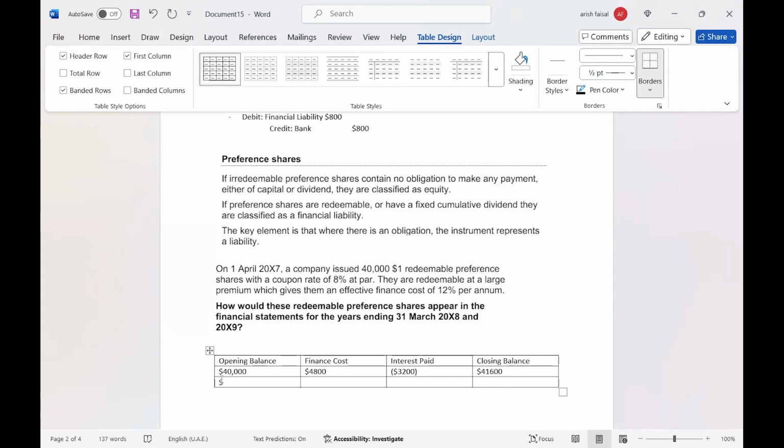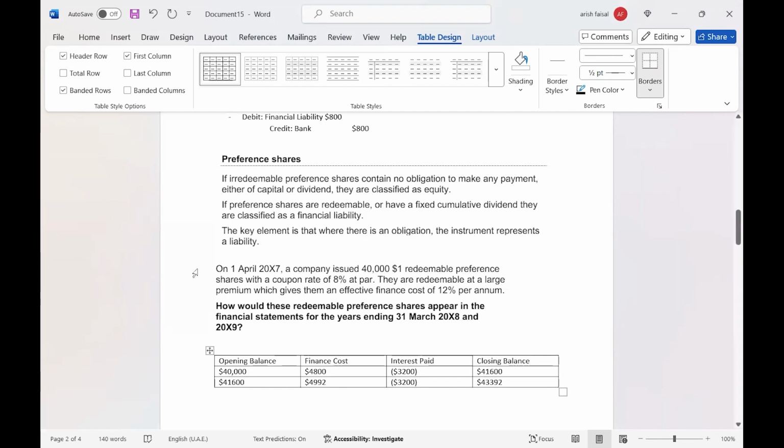And then you can also do it for the next year, which is 41,600. Again, you're going to apply finance cost at 12%. So this will give you 4,992 expense for the next year. Again, there is an interest payment of 3,200, and you will get your final answer, the closing balance for this redeemable preference shares, at around 43,392. Okay. So 43,392, that's the closing balance of this preference shares in the balance sheet.